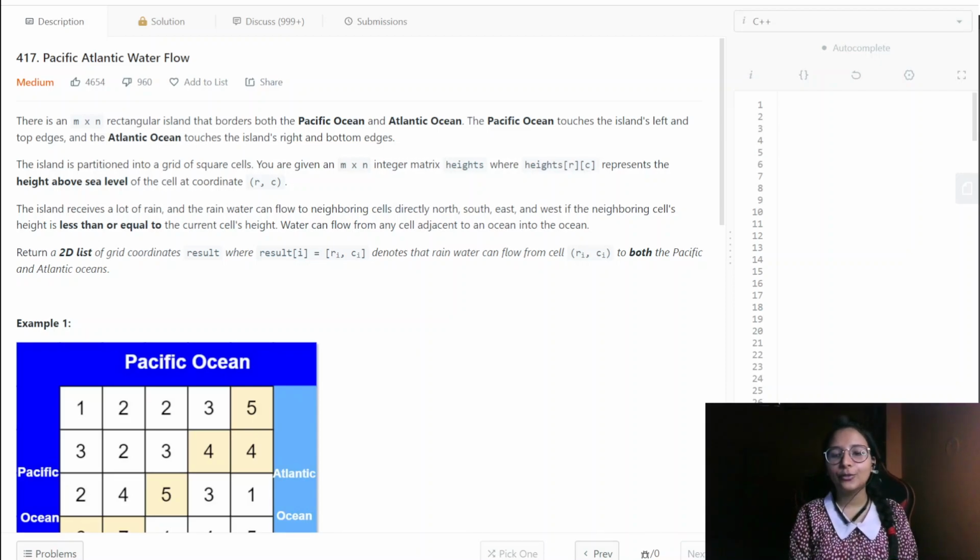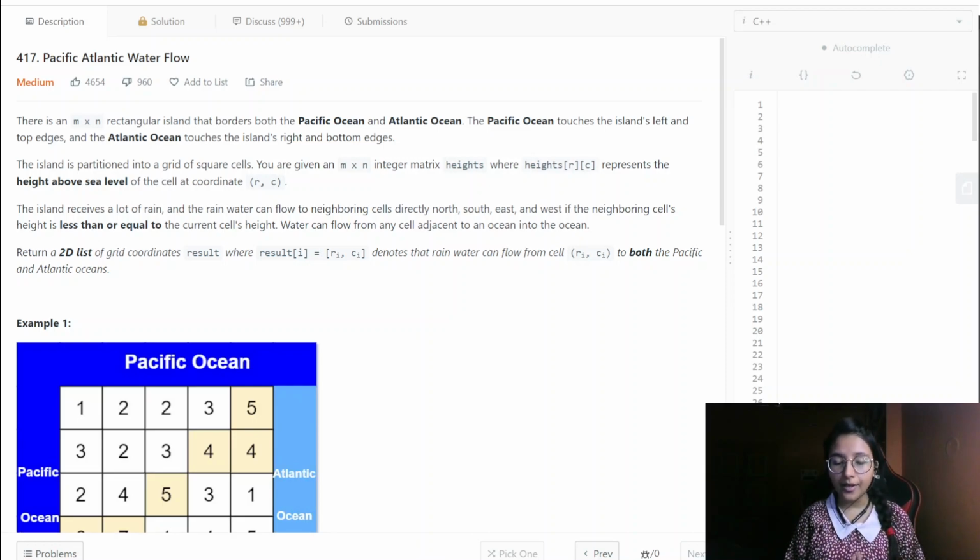Hello everyone. So today we are going to do the Leetcode daily challenge, Pacific Atlantic Water Flow. In this question we are given a 2D matrix of heights, and according to those heights we are required to check whether each height is capable enough to flow all the rainwater from that particular height towards both the Pacific and Atlantic Ocean.